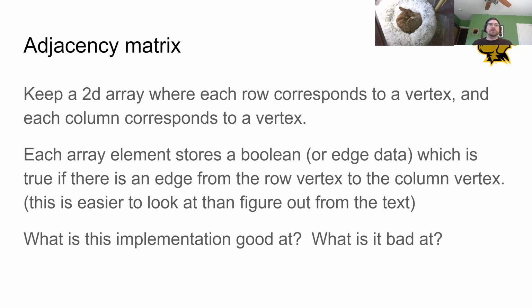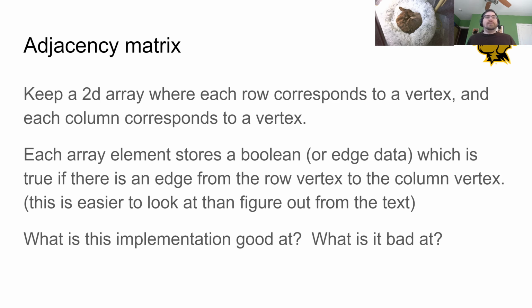So what we do is we keep a two-dimensional array where the number of rows and the number of columns are the same as the number of vertices in the graph. So if there are 5 vertices in the graph, you have a 5 by 5 grid matrix. If there's 10, then we have a 10 by 10 matrix. If there's 100, then we have a 100 by 100 matrix.